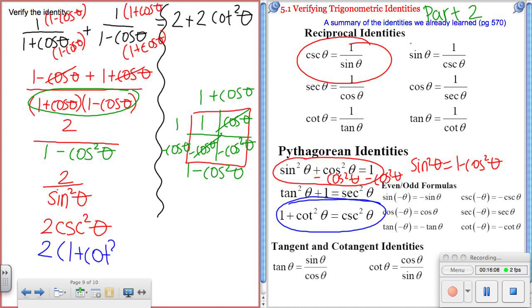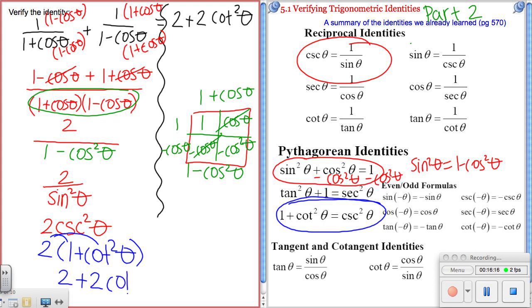And are you getting excited? I'm getting excited because when I distribute that 2, I get 2 plus 2 cotan squared. And that's what I was looking for. That's going to end our examples for today.